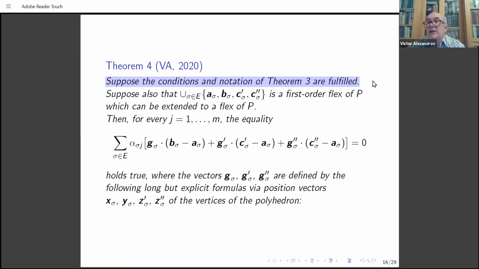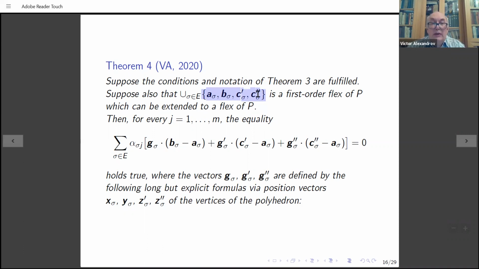polyhedron, a two-dimensional polyhedral surface in the three-dimensional Euclidean space with non-degenerate triangular faces. Suppose also that this collection of vectors is a first order flex of P, and moreover, we suppose that this first order flex can be extended to a flex of P.